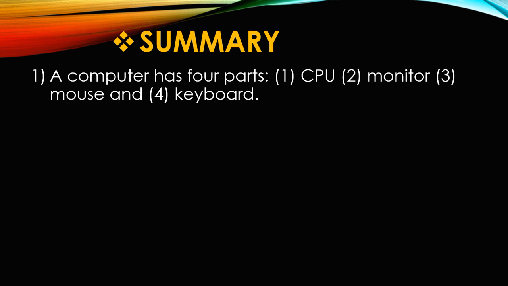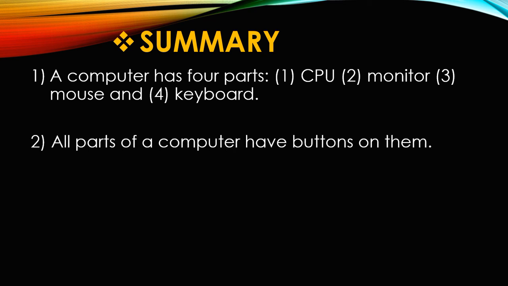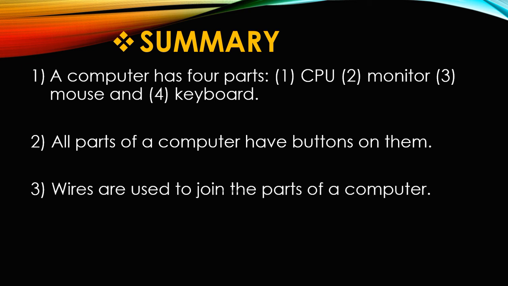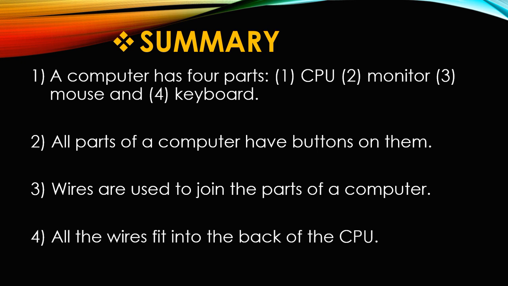Students, did you understand the video about parts of a computer? Now let's summarize the topic. A computer has 4 parts: CPU, monitor, mouse and keyboard. All parts of a computer have buttons on them. Wires are used to join the parts of a computer. All the wires fit into the back of the CPU.